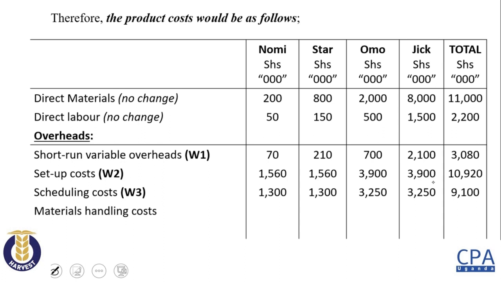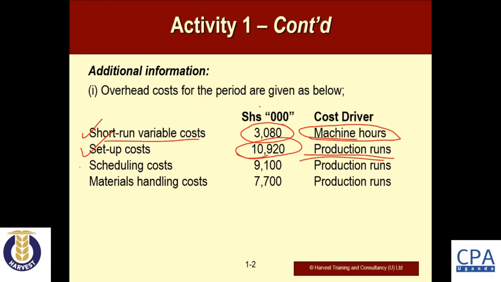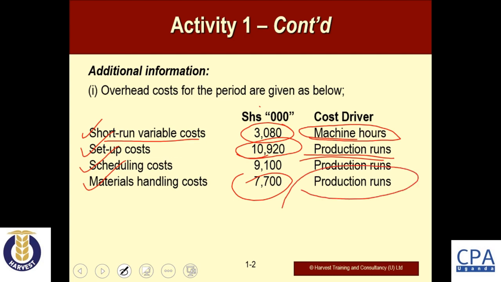All right, finally, we move to material handling. If you look at our question, our last overhead cost is the material handling costs of 7,700,000. Again, it is driven by the production runs. So, of course, I require you to try this one out and see what you're going to get. I'll simply give you a projection of what you're supposed to get, so that you can test your skill.